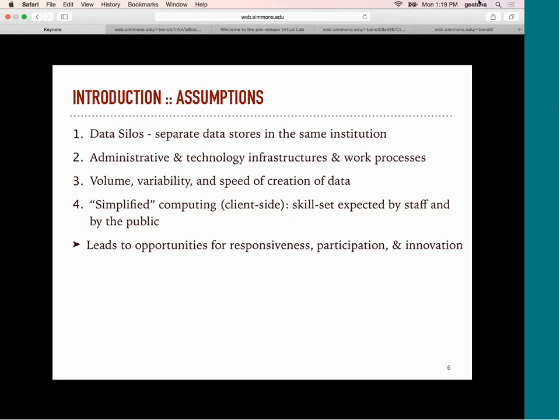Therefore, my thesis is that there are opportunities, responsiveness, and by the way, participation, which I'm a big fan of, and innovation. I'm sure you've all heard of interesting discovery. If you read some Davenport and Steele, you'll see that some want innovation, but they're fearful of the failure that could happen.